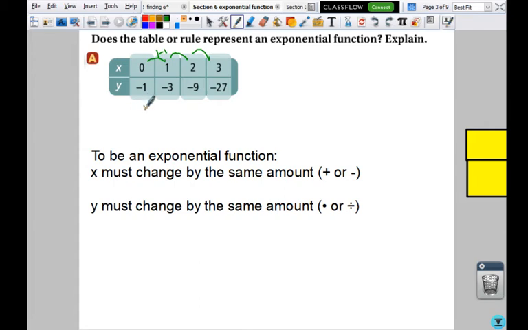So let's look at this one. If I'm going from 1 to negative 3, what can I multiply by or divide by to go from 1 to negative 3? 3, right? Times 3. What about going from negative 3 to negative 9? What can I multiply by? Times 3. And negative 9 to negative 27, times 3 again. So times 3, times 3, times 3, same times. So yes, this is exponential, because we multiply by the same amount.